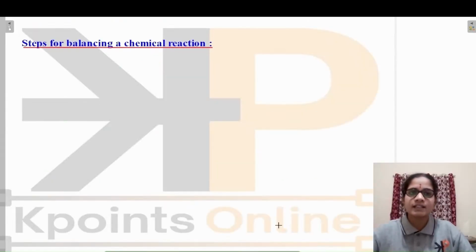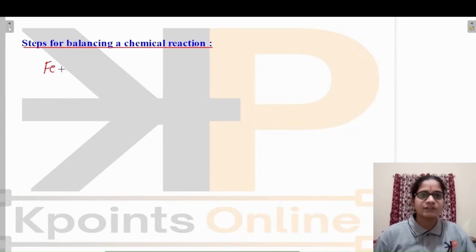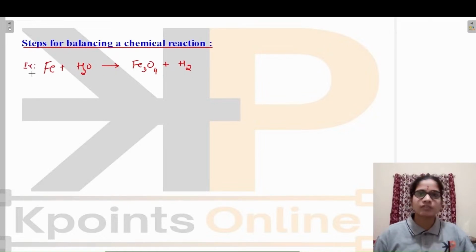Now let us see the steps for balancing a chemical reaction. By taking an example: iron reacts with steam to form iron oxide plus hydrogen. This equation is not balanced, as the number of atoms on both sides is not the same. So let us balance this by following the steps.